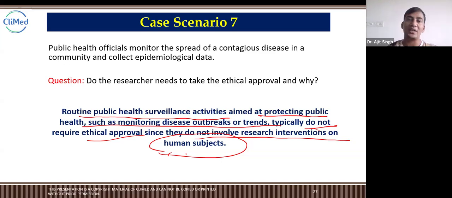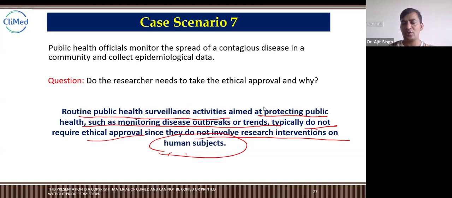In any kind of policy making or policy implementation, they don't need ethics approval because they are government officials and they are implementing the government policies. Understand? Clear here? All clear, guys? Okay, all seven scenarios possibly done? Yes. Okay, great. So I hope you are clear about these scenarios and you can easily judge where we need ethics approval and where we don't need ethics approval.